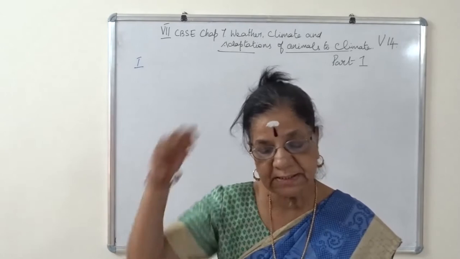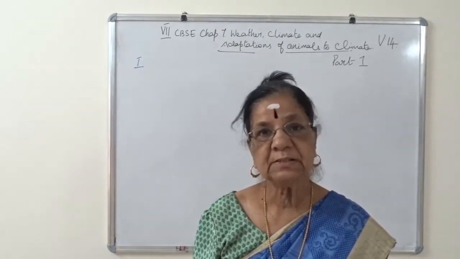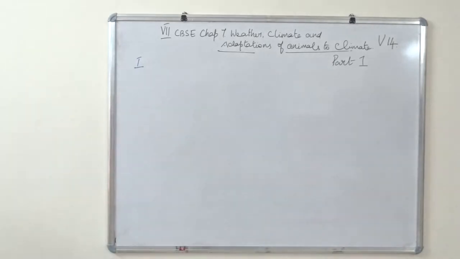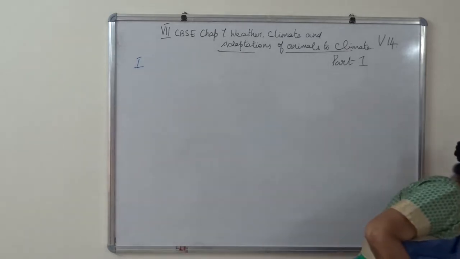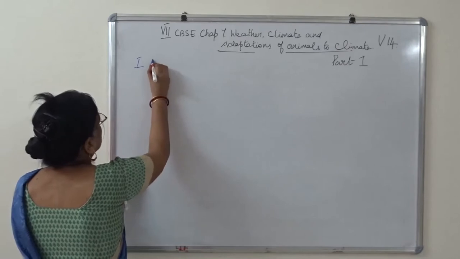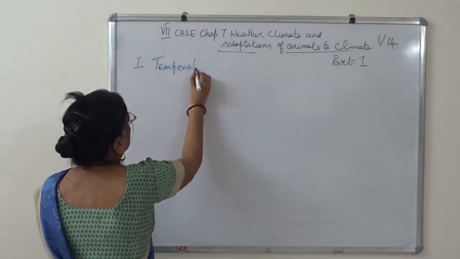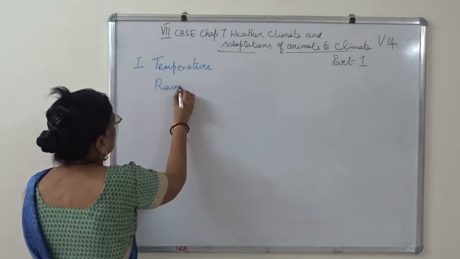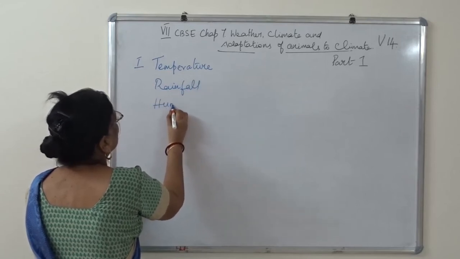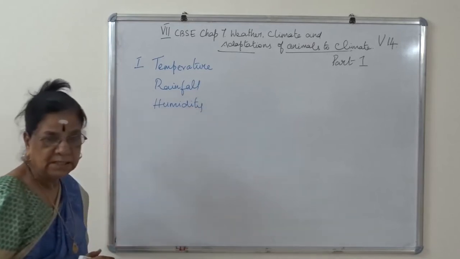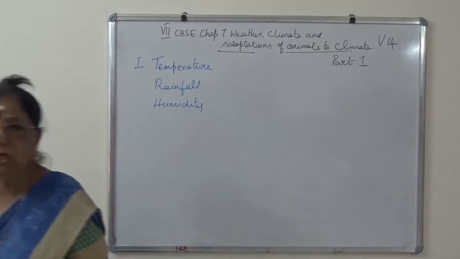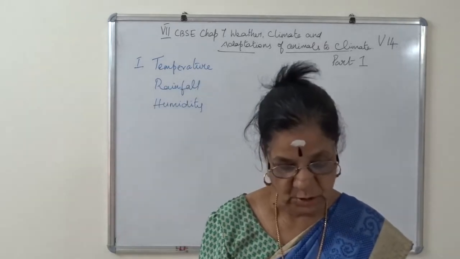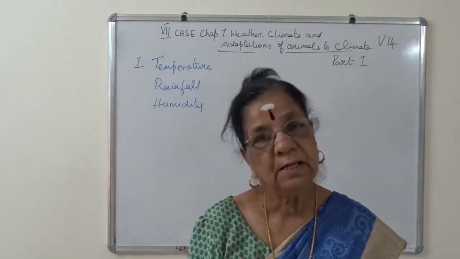So name the elements that determine the weather of a place: temperature, rainfall and humidity. The elements that determine the weather of a place are temperature, rainfall and humidity. Check the spelling: temperature, rainfall and humidity. Humidity is moisture in the air; if there is a lot of moisture, it feels chilly and cold to us. So temperature, rainfall and humidity. These are called elements of weather. So the elements of weather are temperature, rainfall and humidity.